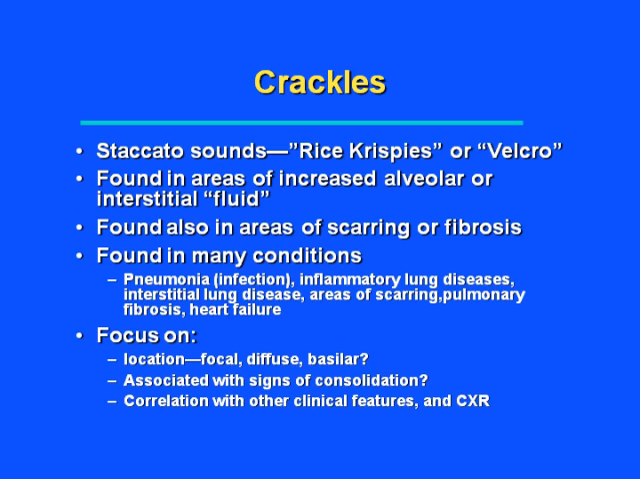And they're found in areas of increased alveolar or interstitial fluid. They may also be found in areas of scarring or fibrosis. And crackles are not very specific, so it's important to remember that they're found in many conditions: pneumonia, inflammatory lung diseases, interstitial lung disease, areas of scarring, pulmonary fibrosis, and heart failure are examples. So just hearing the crackles alone doesn't tell you what's wrong.